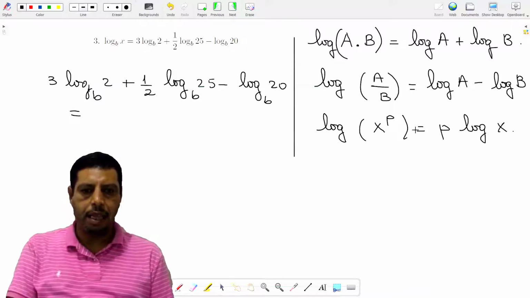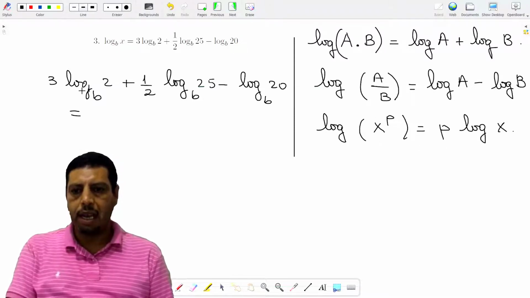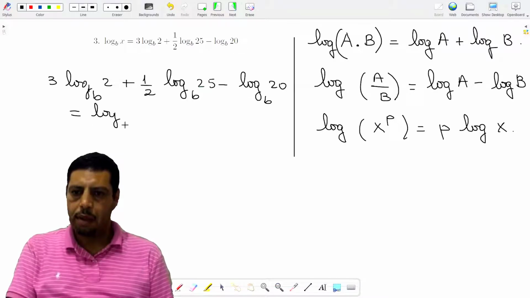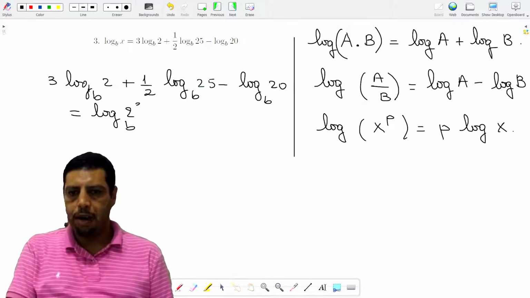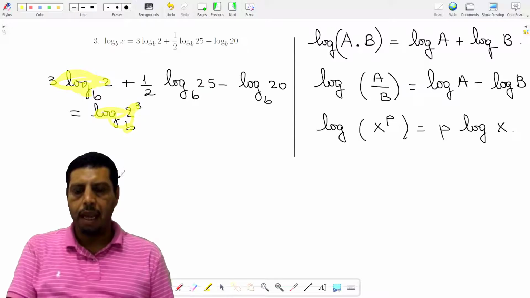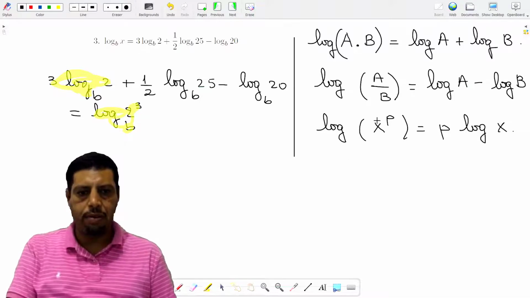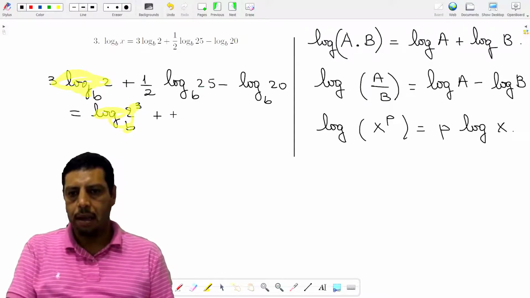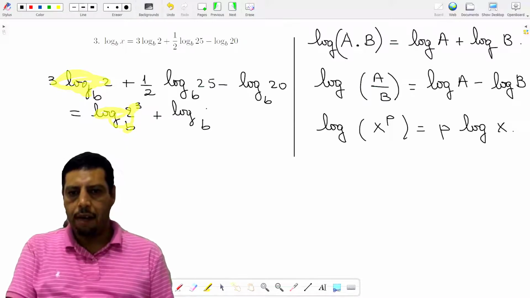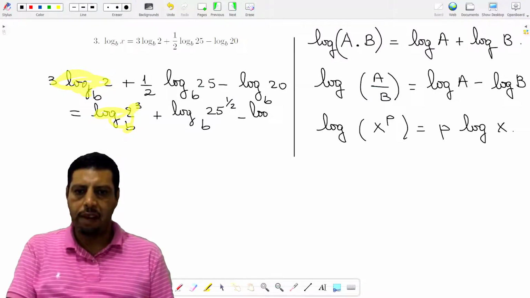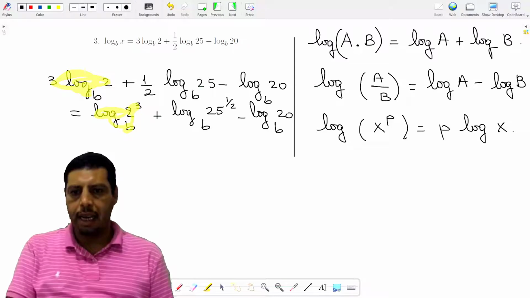By applying the third property here, we can write that it's equal to log base b of 2 to the power of 3. So here we used the third property to transform this first term, okay? Now, for the second one, we have plus half log base b of 25. Again, we're going to apply the power rule, and we'll get plus log base b of 25 to the power of half, and we'll keep the last term since we can't modify it for the moment, log base b of 20.